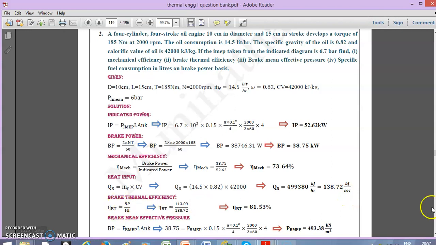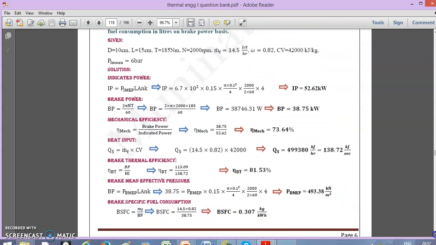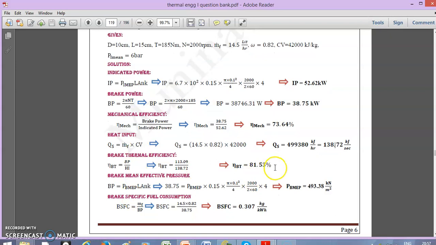So the brake thermal efficiency, BP by heat supplied, is 81.53%. Next is brake mean effective pressure, and we know that BP is also equal to P BMEP L A N K by 60. You already know BP, and you know L, the cross-sectional area, the number of cycles or power strokes, and the number of cylinders. Simply substitute the known factors and get the brake mean effective pressure.